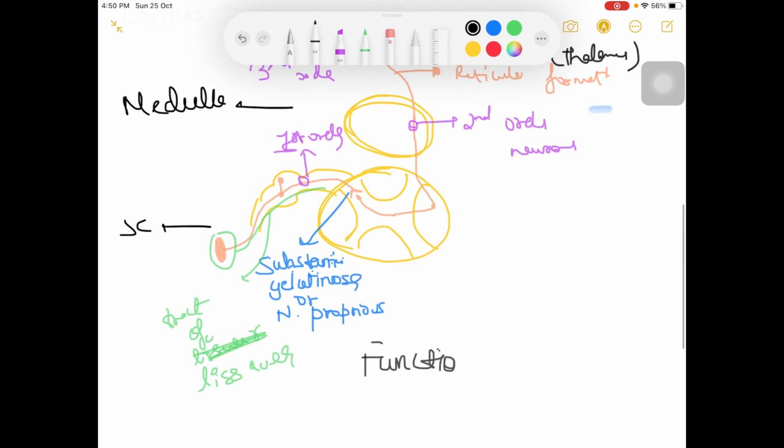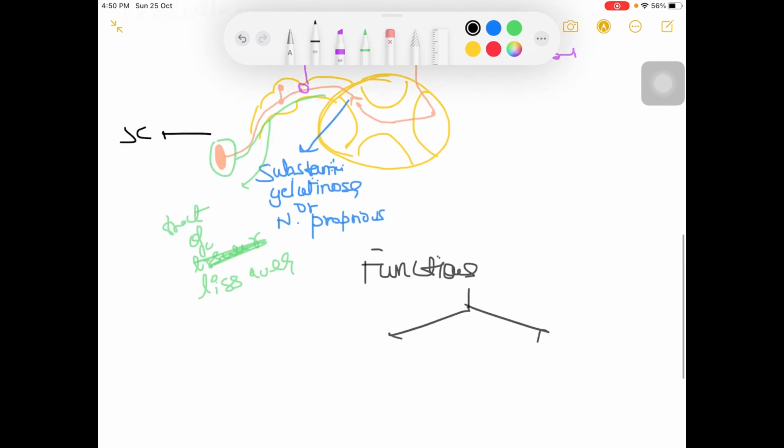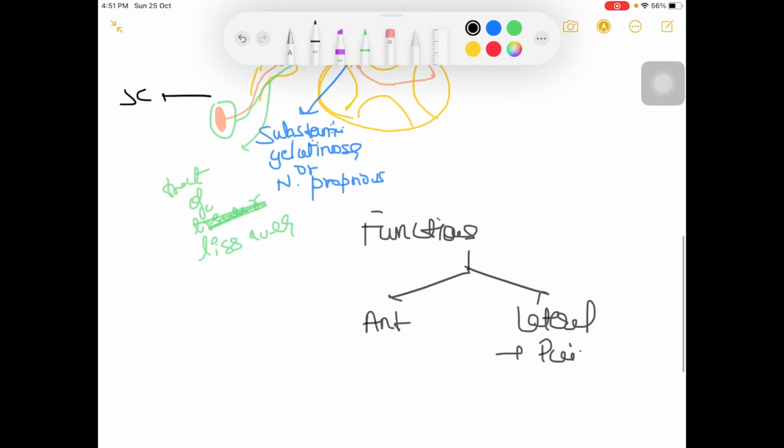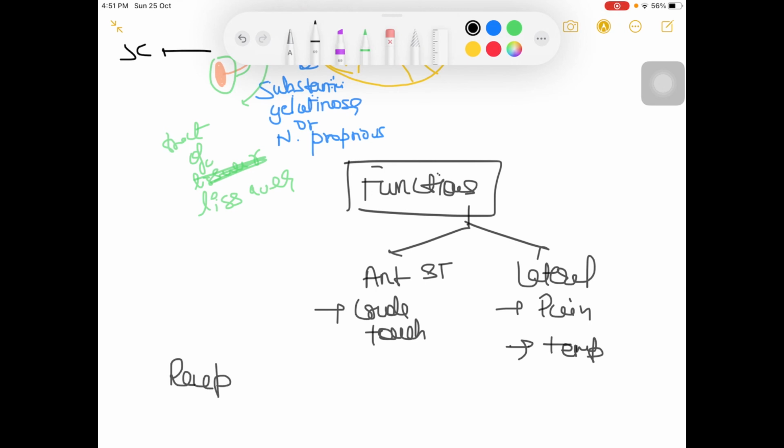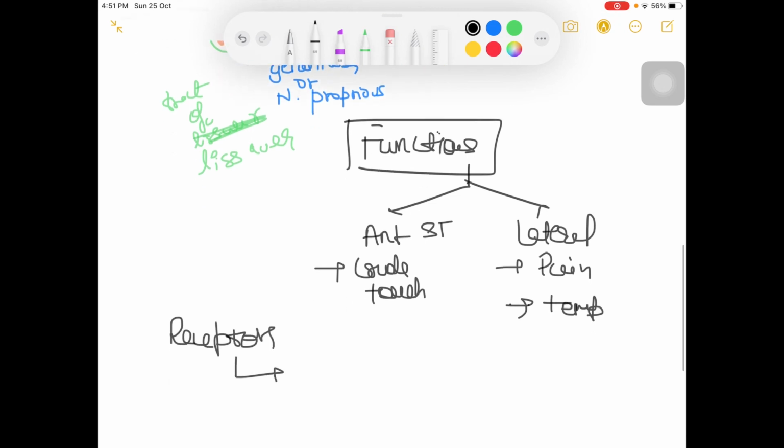So now what are the functions? The functions would be depending on whether it is anterior or lateral. So lateral would carry pain and temperature, while anterior would carry crude touch. Now fine touch was carried by posterior column, but crude touch is carried by what? Anterior spinothalamic tract. Okay, so these are the functions which we have decoded. Now what are the receptors? The receptors would be free nerve endings.